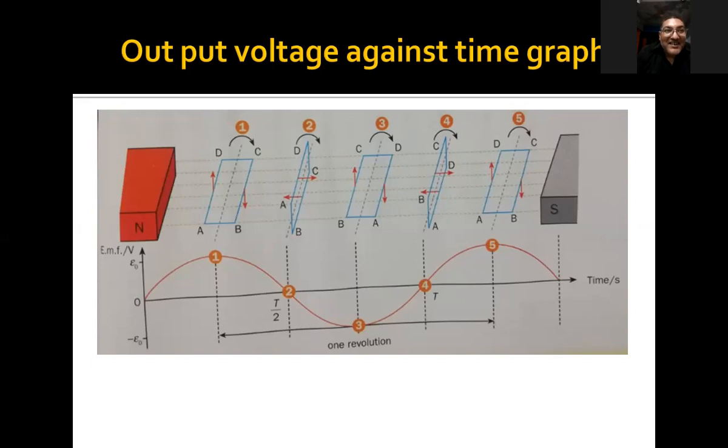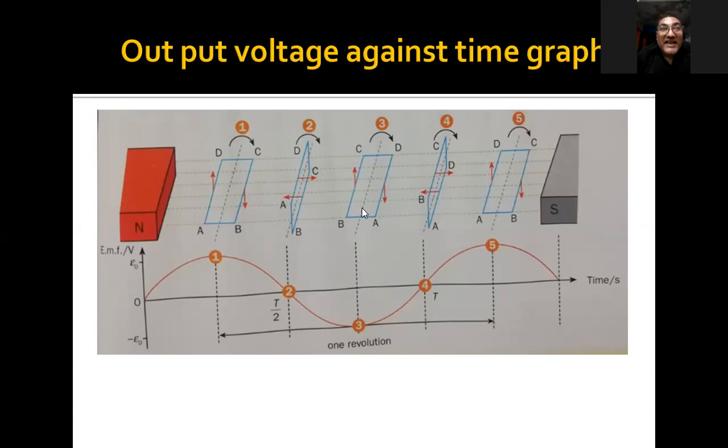But another interesting thing, check this. Here in figure 1, the AD was going upward. But here in the third figure, the AD is going downward. Here in the first figure, the BC was going downward. But in this third figure, the BC is going upward. So because the BC is now cutting the magnetic lines, the EMF will be induced in it. In the first figure, it was cutting the magnetic lines going downward, but now it is cutting the magnetic lines coming upward.